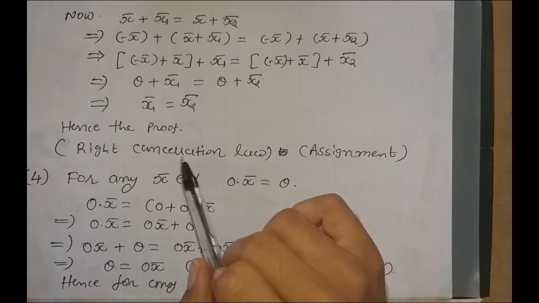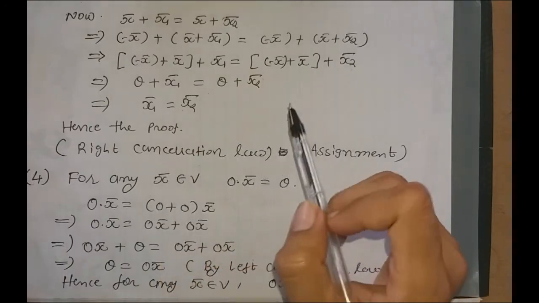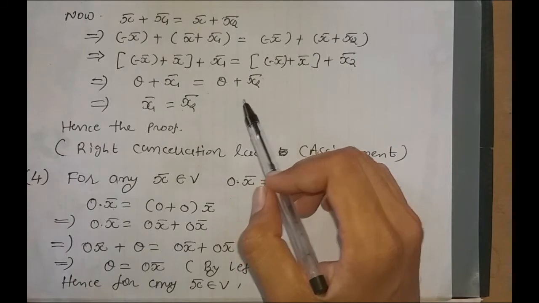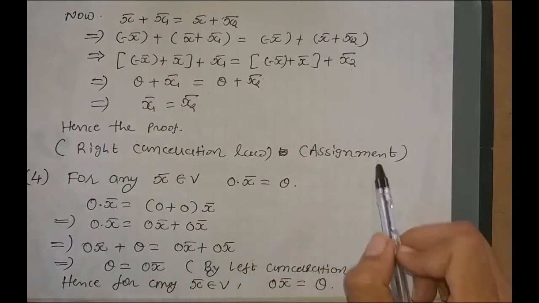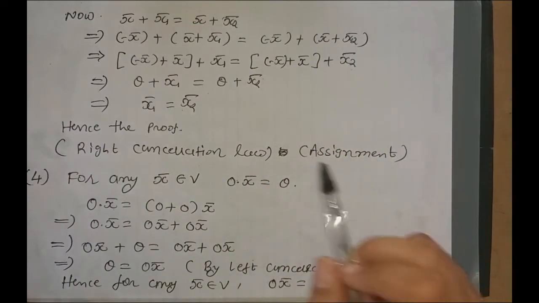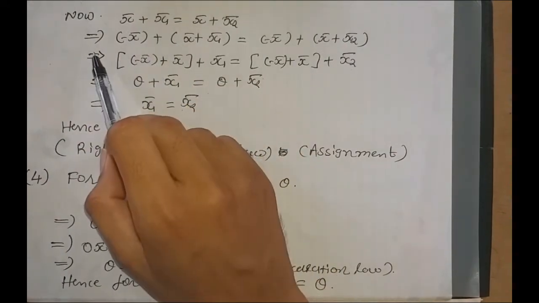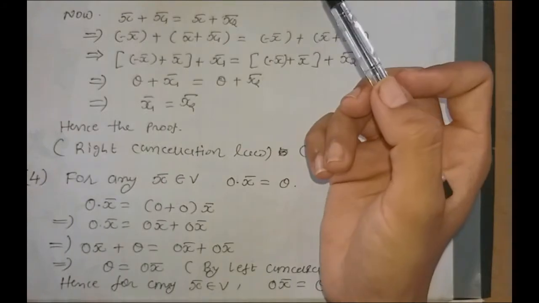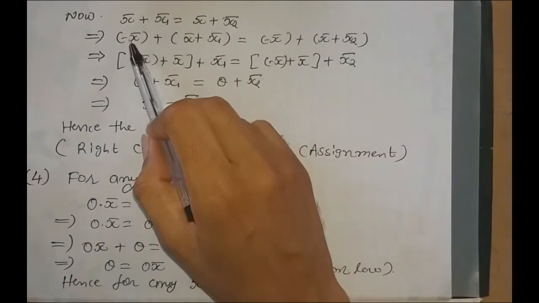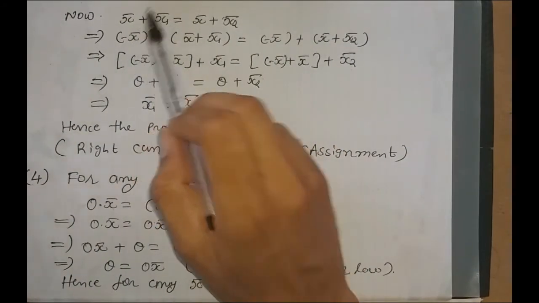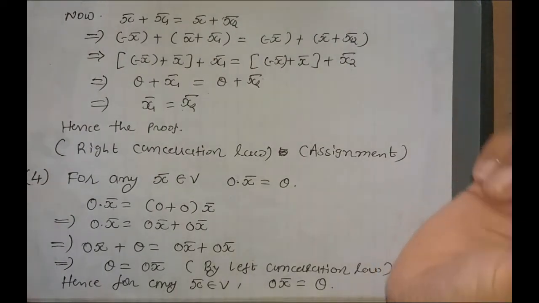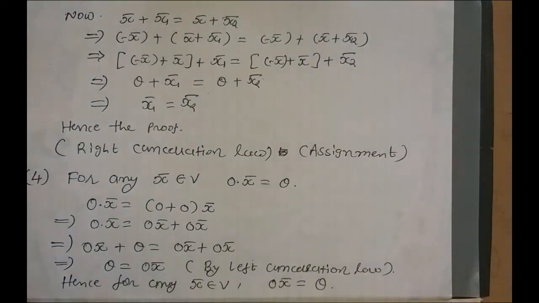Now for the right cancellation law, you should proceed in a similar way. Okay, and this is for your assignment. Clear? Here we added minus of x bar on the left hand side. In the right cancellation law, you should add minus of x bar, or the opposite vector, on the right hand side. Clear? Okay, this is for your assignment. You should write down the proof.